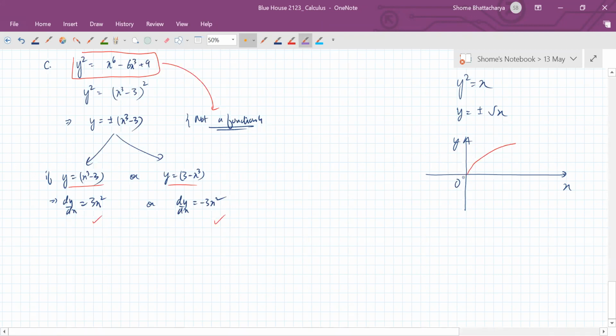And if I look at the graph of y is equal to minus root x, that will be a graph like this. So individually, we can differentiate these terms. We can differentiate y is equal to root x. We can differentiate y is equal to minus root x.